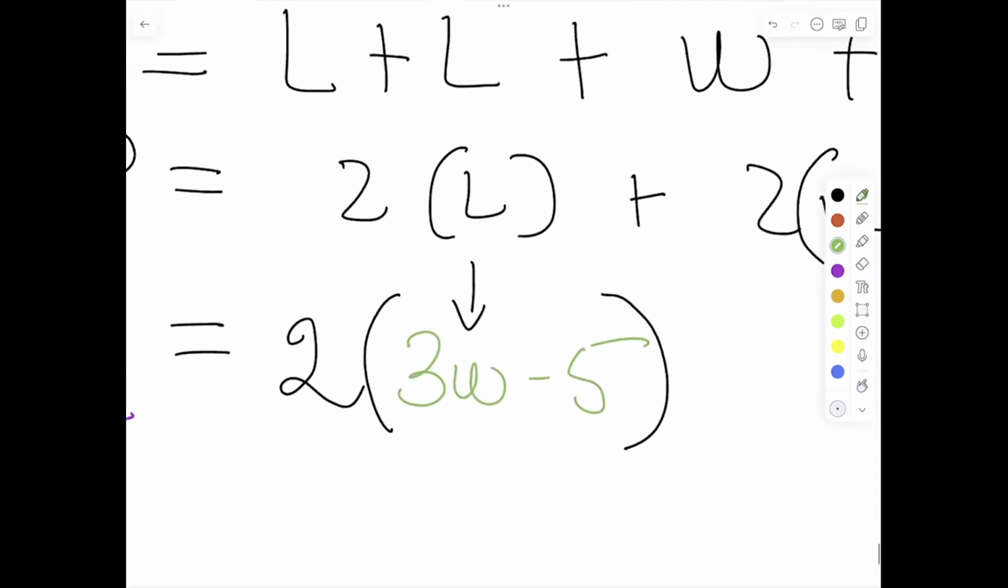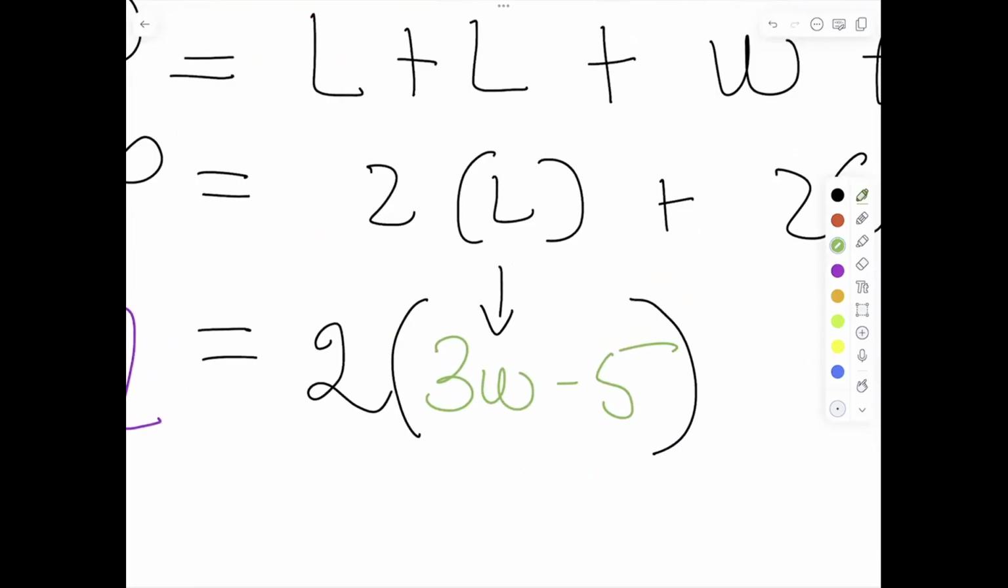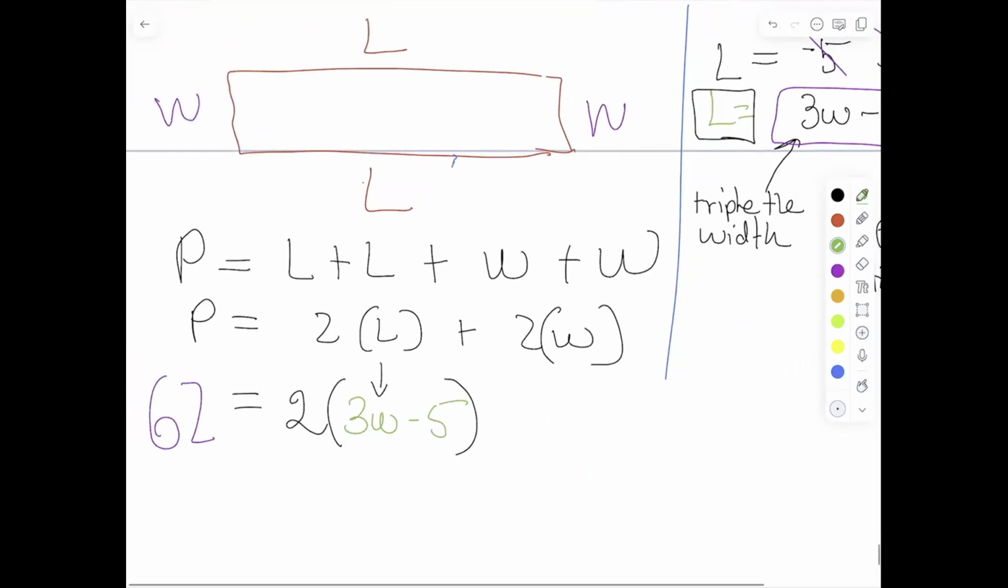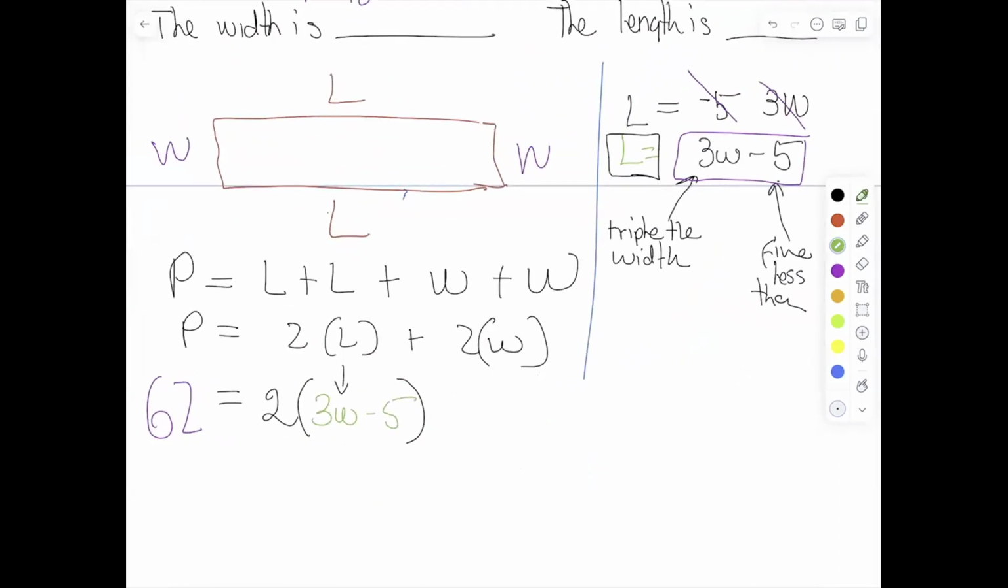If we read this way, the length is equal to 3 times the width, right? 5 less than 3 times the width. 5 less than triple the width. This is all equal to the length. So it's 2 times the length, but if the length is equal to 5 less than triple the width, then it's 2 times that value.